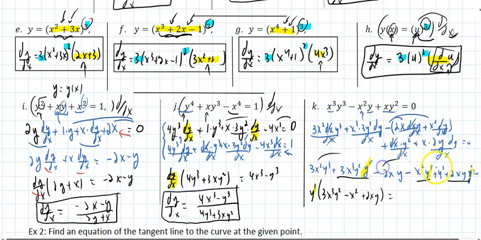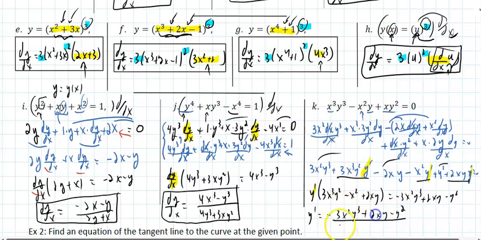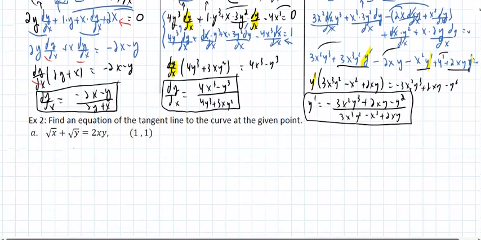Move those to the other side. Negative 3x squared y cubed plus 2xy minus y squared, and y prime or dy/dx would be negative 3x squared y cubed plus 2xy minus y squared divided by that parentheses. Sometimes those simplify, most of the time they don't. And there it is. Now, we want to find an equation of the tangent.